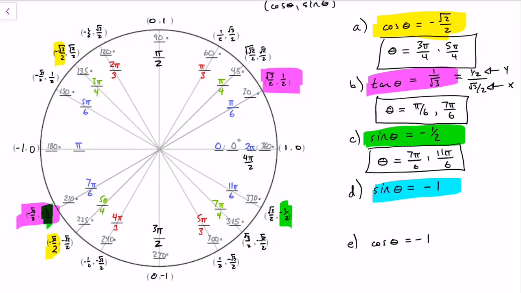All right, sine theta equals negative 1. So again, we're looking for a y value of negative 1, which is down there at 3 pi over 2. So theta equals 3 pi over 2, which is kind of an oddball because there's only one solution. The same sort of thing happens with cos theta equals negative 1. The only place cos theta is negative 1, which is an x value of negative 1, is at pi. So we only get one solution, theta equals pi.